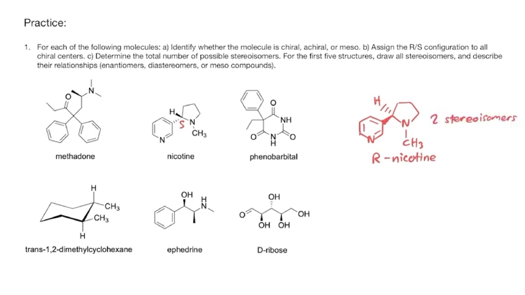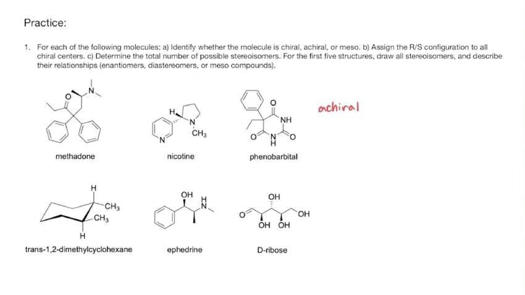Phenobarbital has no asymmetric carbon atoms and an internal plane of symmetry, making it an achiral molecule. As a result, phenobarbital does not have any stereoisomers and exists in only one configuration.